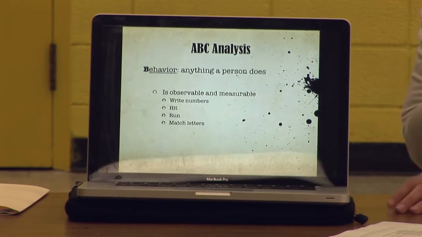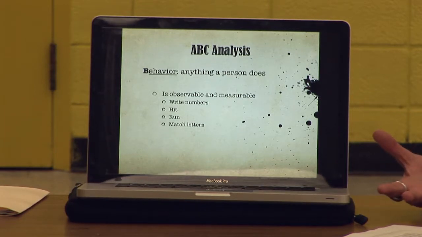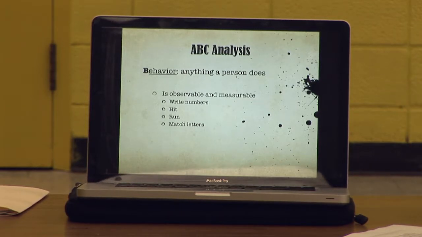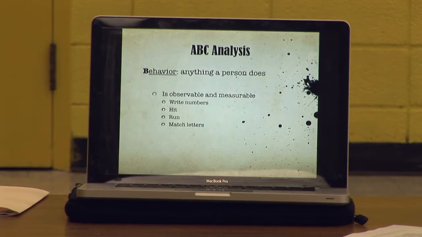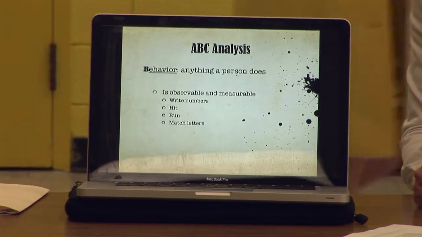Going on, we look at behavior, and so behavior is basically anything that a person does, anything that we can observe. Behavior analysis is based on observing and measuring behavior. So it has to be things that we can currently see. So very concrete examples are writing numbers, or hitting, or running, or matching letters. Those are things that we can define and then count.